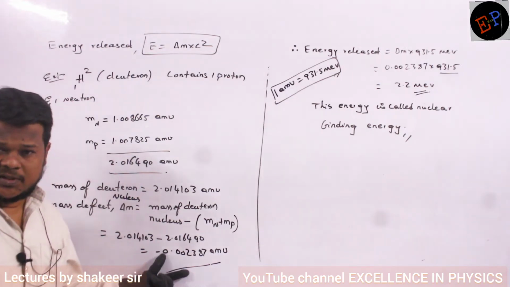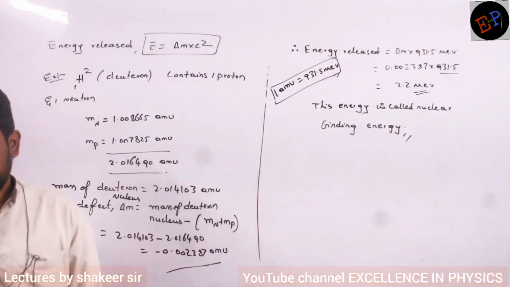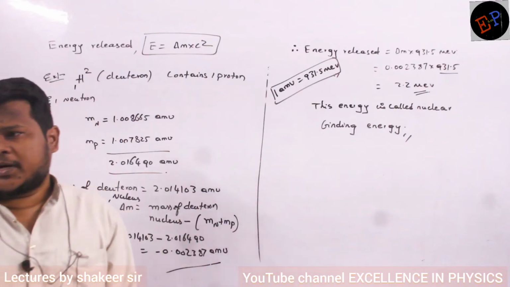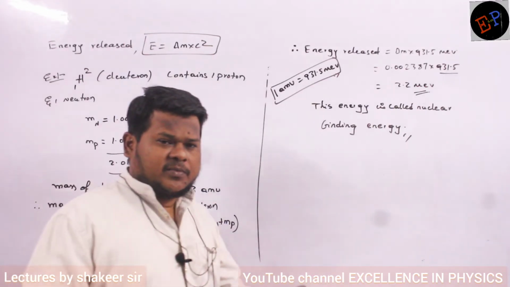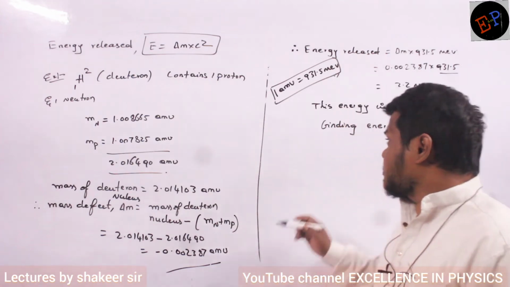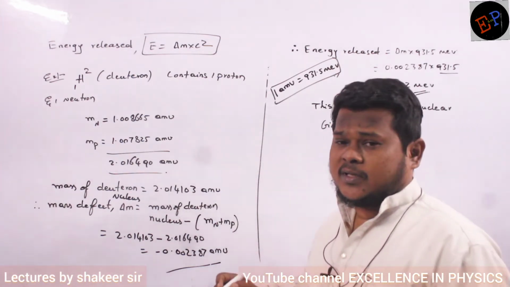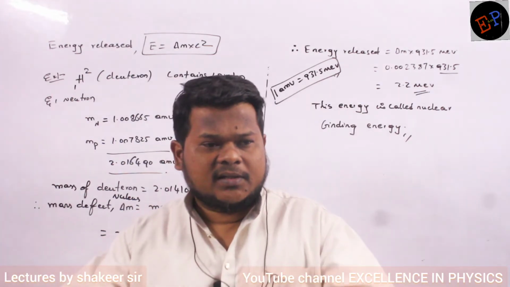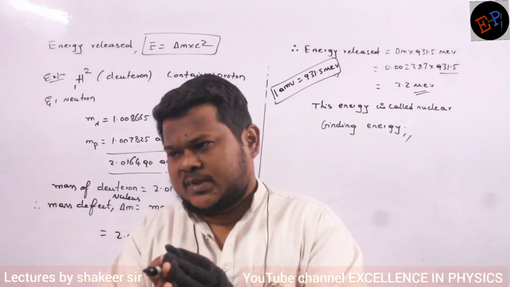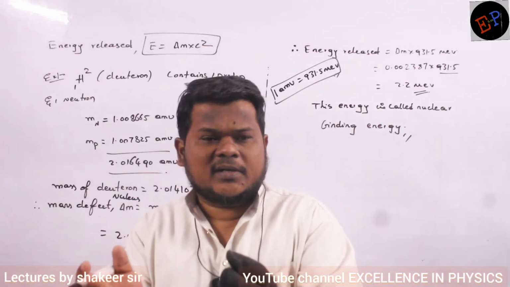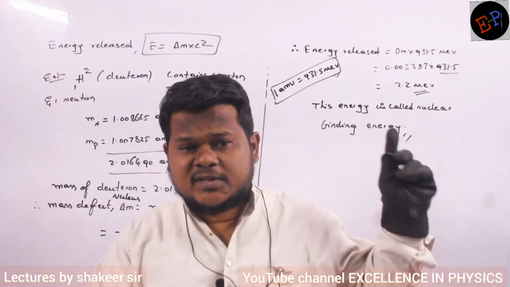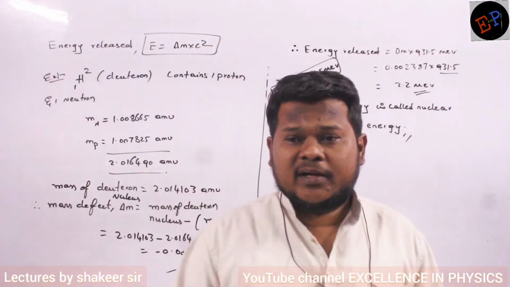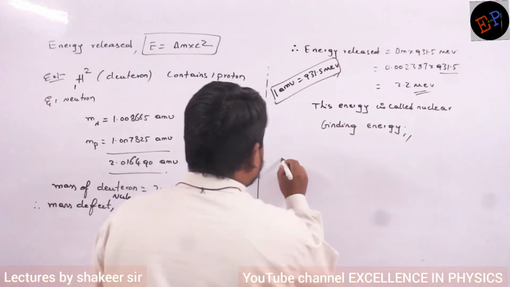ఇంత మాస్ మాయమైపోతే అంత ఎనర్జీ రిలీజ్ అయింది. And this amount of energy released is nothing but nuclear binding energy. What is meant by nuclear binding energy? Because this released energy is responsible for keeping the nucleons at one place. Energy కొంచెం వెళ్ళిపోయింది కదా, all the nucleons will become stable. Some energy is released, so nucleons automatically become stable. Therefore this energy is called nuclear binding energy.